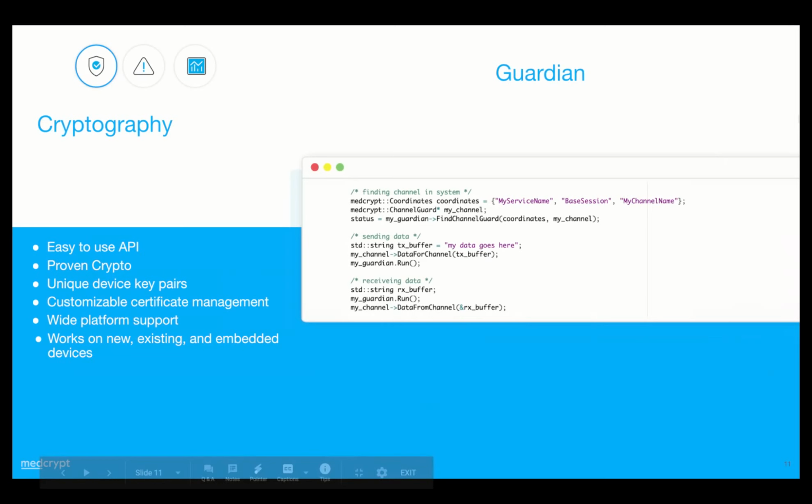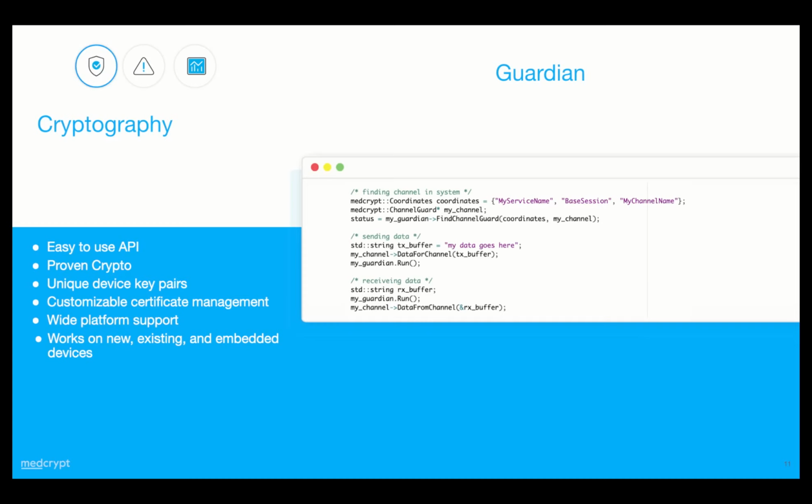And Guardian is our software library that makes it easy to build cryptography directly into a device, or to bake it directly into a device. So through a simple API call, it's relatively easy to encrypt and decrypt, as well as sign and verify both data at rest, as well as data in motion in the application layer, as well as in the transport layer with unique key pairs.